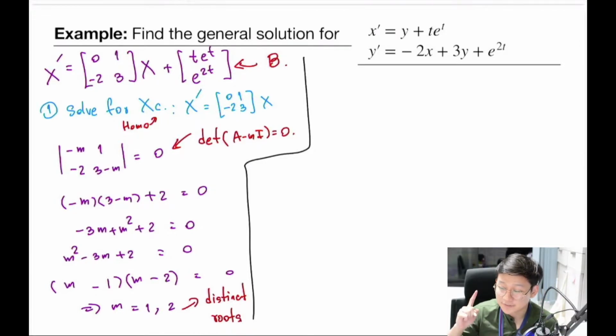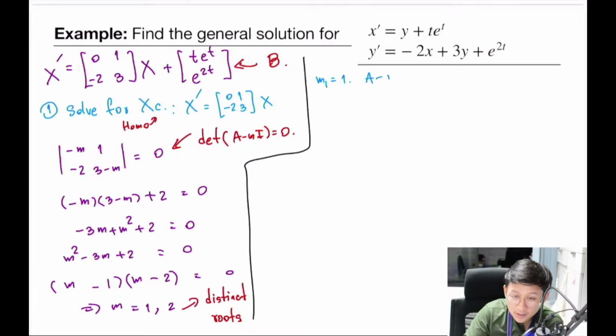Right? That is the first case when we have distinct roots. After that, we would need to get the eigenvector for m1. Let's say m1 equals 1, right? And then we look at this equation. Remember this: A minus m1 I times k1 equals 0. Remember that?